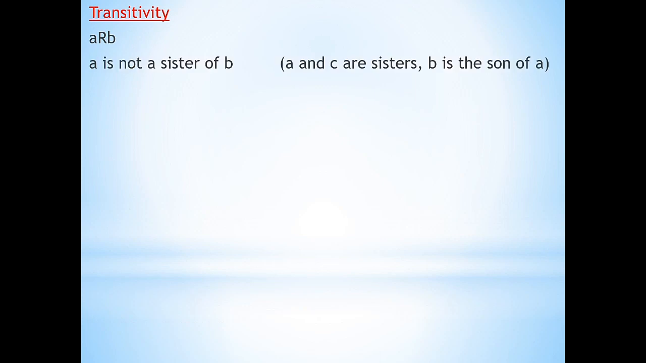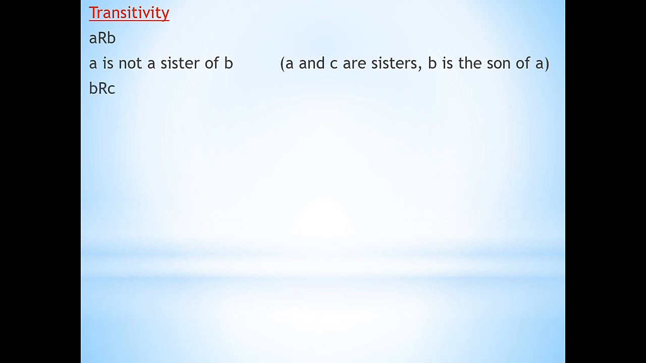Now transitivity, first condition: A is related to B. A is related to B means A is not a sister of B. Here I have taken A and C as sisters, and B is a son of A. B is a son of A means A is a mother of B. Then C is an aunt to B. So A is not a sister to B, because A is a mother of B. So this condition is true.